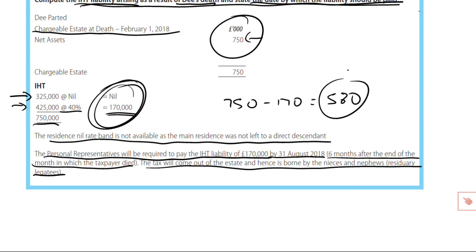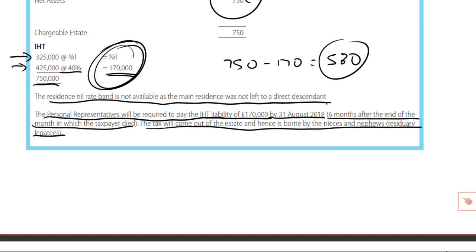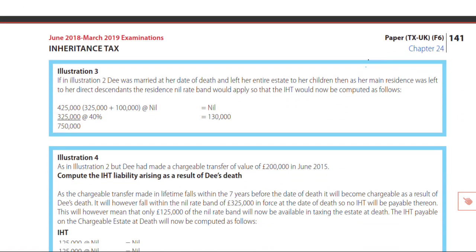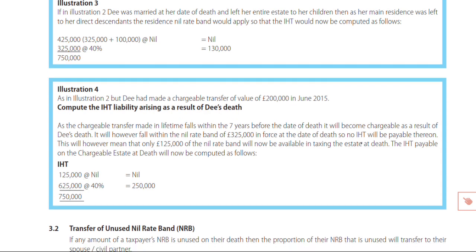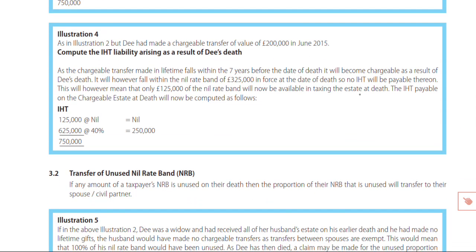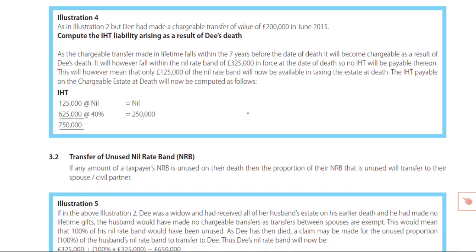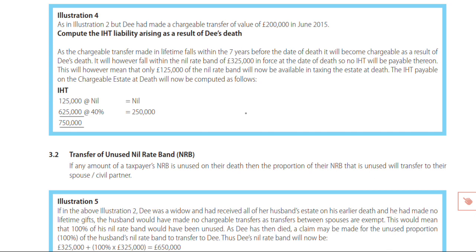Okay, now then, we've skipped over the residence nil rate band, and I'll come back to that in a little while. What I'd now like to do, so as to again not have to worry for the moment about another nil rate band coming in, the so-called residence nil rate band, we'll move on to illustration 4 to cover something that we've spoken about already in this lecture and we mentioned extensively in our first lecture together.